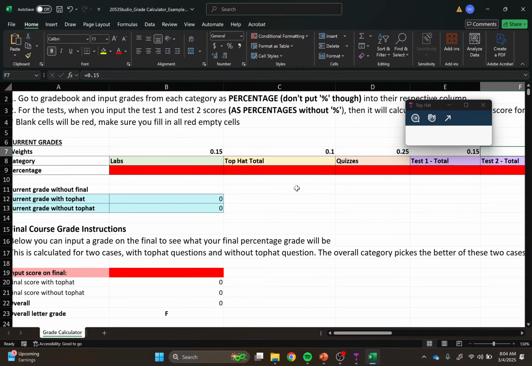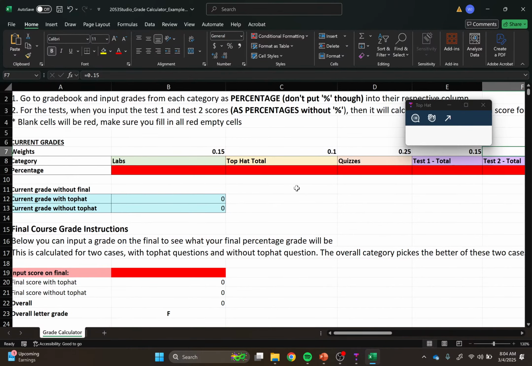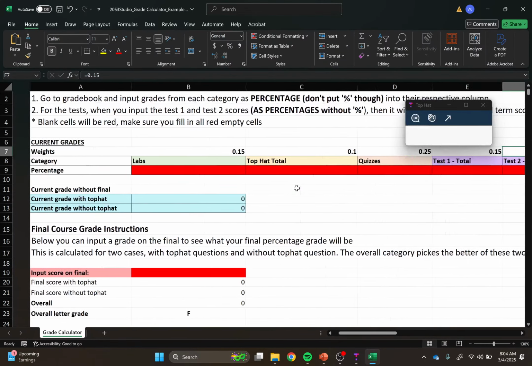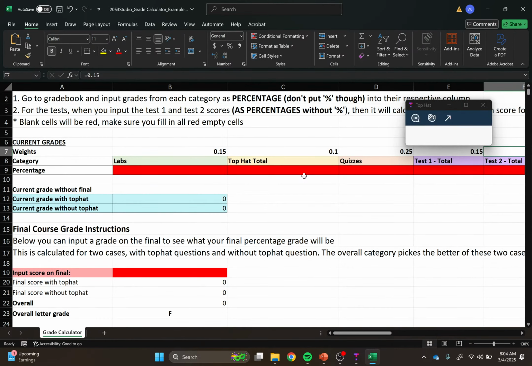The other is how I'm going to calculate your grade in the class. I'm going to check your grade with Top Hat and your grade without Top Hat, and whichever is higher, that's what I'm going to keep, because attendance is kind of up to you, but I incentivize it. The downside of not doing Top Hat is that everything else then becomes worth more points. The tests and the quizzes become worth more. Everything fills the void that was Top Hat.